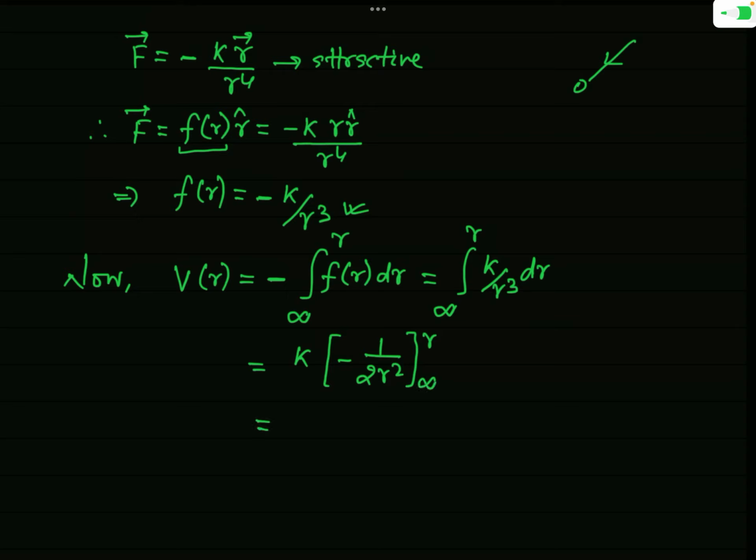Now let us put the limits. This is minus K over 2, and after substituting the limits, this will be 1 over r square minus 1 over infinity square. And this is simply minus K over 2r square, because 1 over infinity is 0, you know. So we have calculated the value of potential energy, and this potential energy V of r is simply equal to minus K over 2r square.